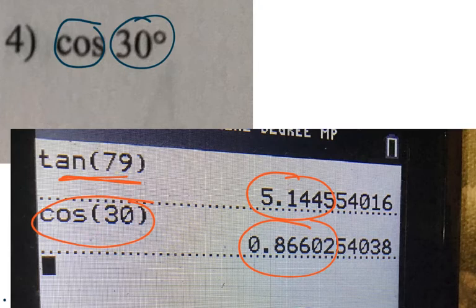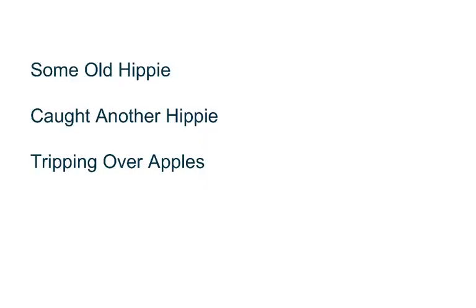Okay. So the other thing is, what is SOHCAHTOA? Well, there's a phrase that'll help you remember it. Some old hippie caught another hippie. So sorry I got interrupted with a phone call, but what does SOHCAHTOA, or easy way to do SOHCAHTOA again, is some old hippie caught another hippie tripping over apples. And that helps you spell SOHCAHTOA.